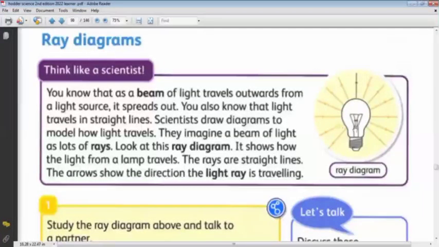It shows that the light comes out in all directions. Can you see? They draw the straight lines coming from all directions around the lamp, from the above part and from the two sides. So the light comes from all directions of the lamp, and it travels in the form of a straight line. The rays are straight lines, and the arrows show the direction the light ray is traveling. The arrows that are drawn here. Can you see the arrows here? Yes. Okay, so these arrows.